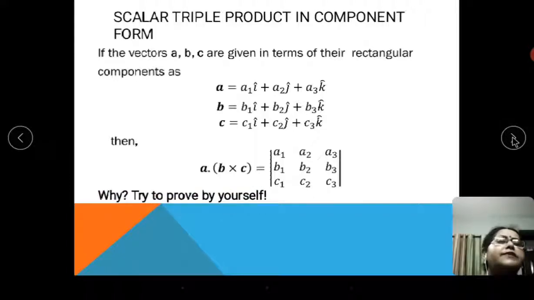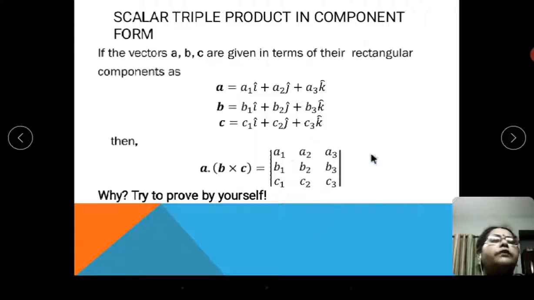Now, why does this happen? This is now a homework for you. Try to prove it by yourself. This can be easily done if you remember the expression for B cross C, which we had done in the previous lecture. So write down the expression for B and C and then calculate A dot B cross C. You can easily get this answer.